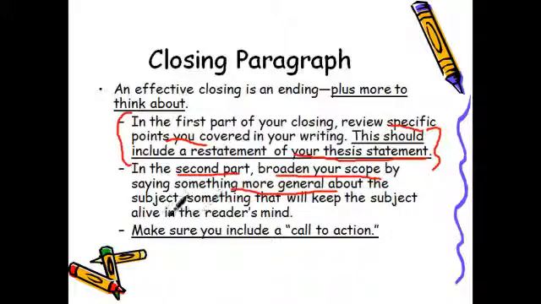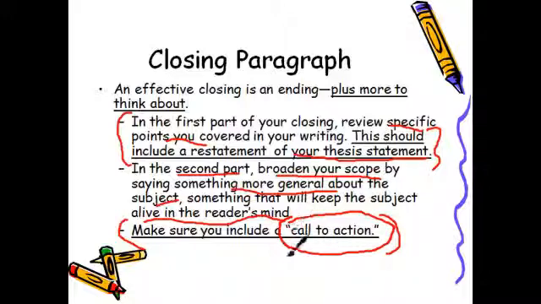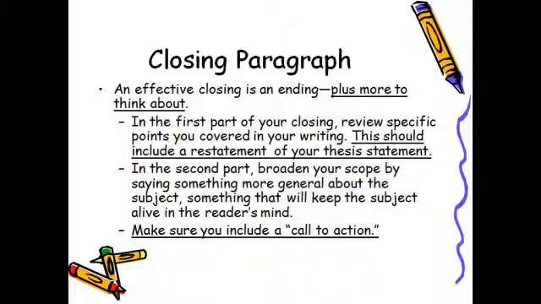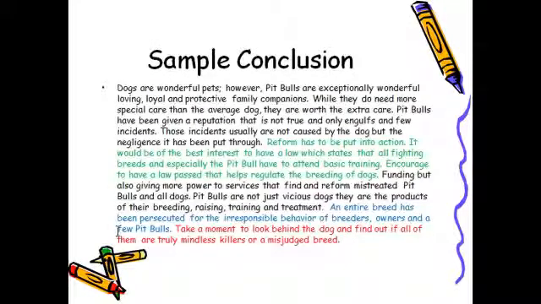Next, once you've restated your thesis statement, in the second part of your closing, you'll broaden your scope. Say something a little bit more general about your subject that will help keep the subject alive in the mind of the reader. And finally, you should include a call to action in any argument essay. So if you're writing an argument essay, make sure you include a call to action at the end of your closing paragraph. Once you've included these three elements in your closing paragraph, you'll see that again, your closing paragraph is always an ending plus more to think about.